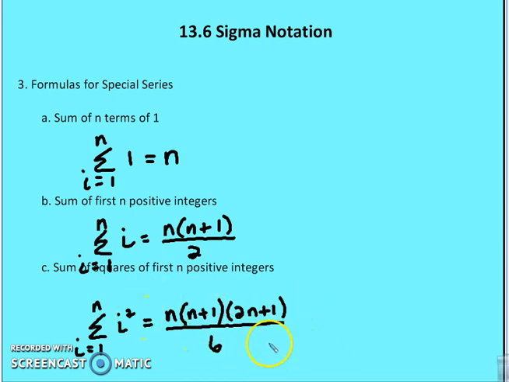So these are just standard formulas you can use when you're confronted with some sigma notation in a series and you want to write it as some function in relation to n as opposed to evaluating it term by term.